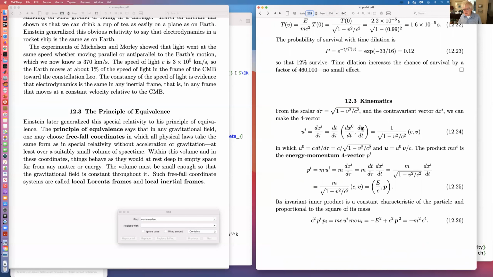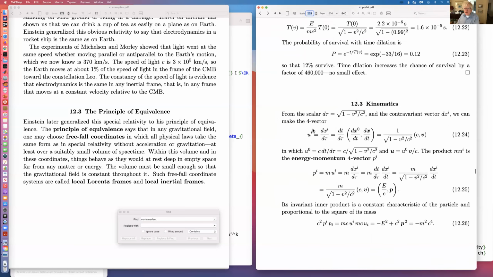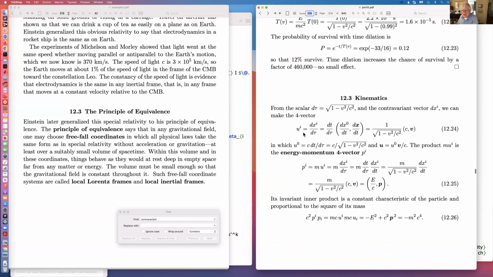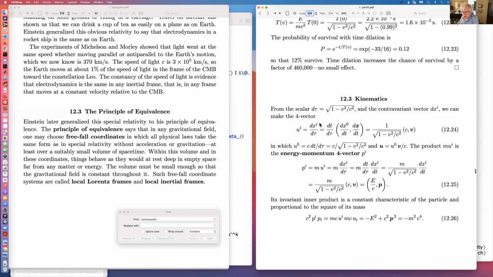And this, of course, is c and v. I don't know what people call this. I guess proper velocity might be a good name for it. In any event, if you multiply it by m, what you get is the energy momentum 4 vector. So x is itself a 4 vector. You divide it by a scalar and you have another 4 vector, and this is the 4 momentum.